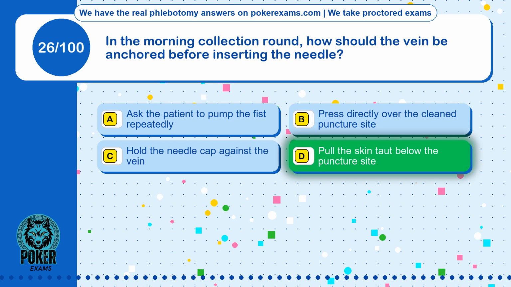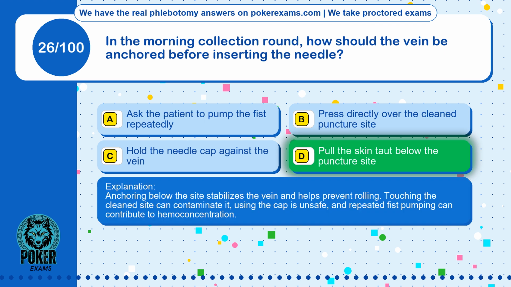Pull the skin taut below the puncture site. Anchoring below the site stabilizes the vein and helps prevent rolling. Touching the clean site can contaminate it, using the cap is unsafe, and repeated fist pumping can contribute to hemoconcentration.